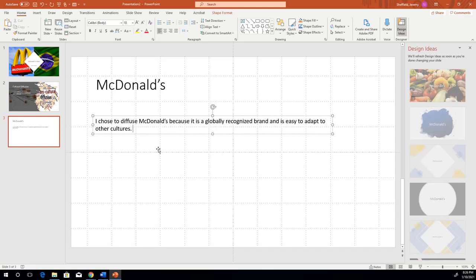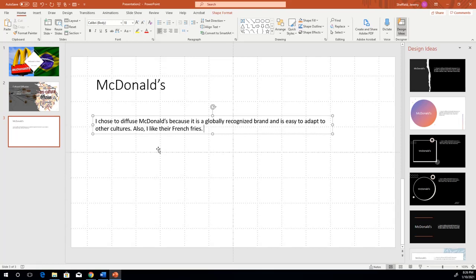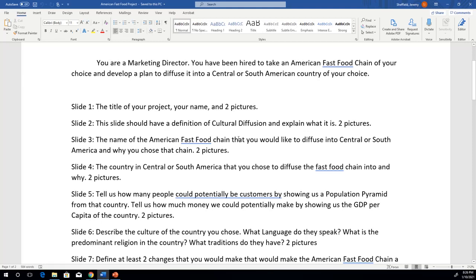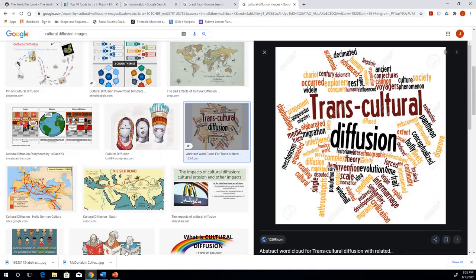Also, I like their French fries. So, that is why I chose McDonald's. It's a globally recognized brand, and I think that it's easy to adapt to other cultures. Also, I like their French fries. All right? Simple enough. Don't get too worked up over it. It's which fast food chain would you like to diffuse in a Central or South America and why you chose that chain. Okay? Nothing academic about it. We just want to know what you chose and why.